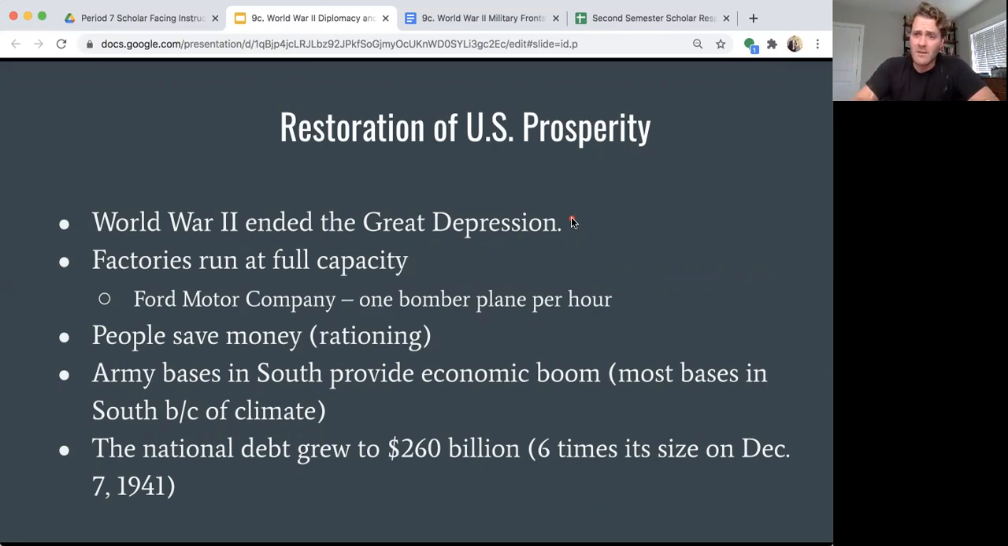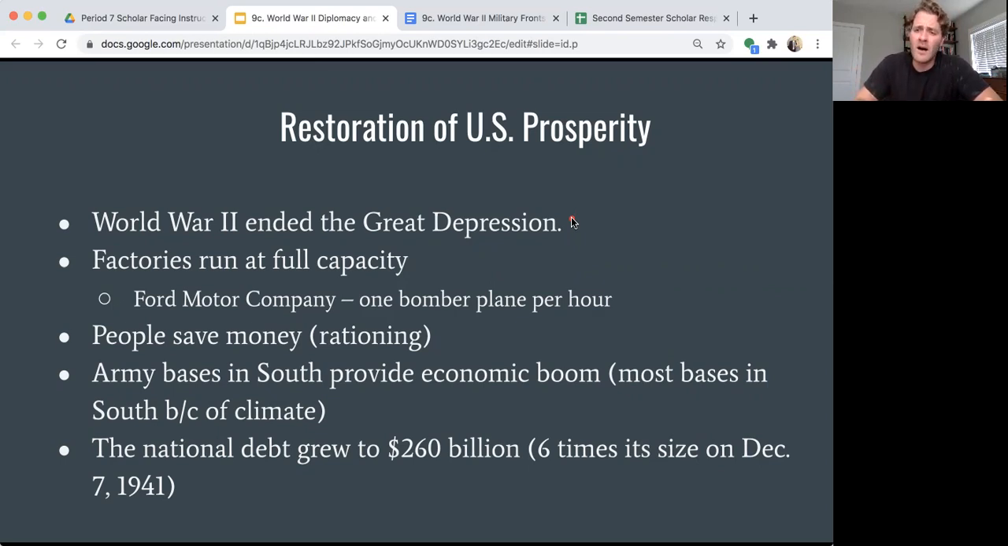People also save a lot of money because of rationing, because they are not allowed to buy certain things and because they can only buy limited amounts of other things. So the US people have a lot of money in the bank and they're ready to spend it after the war, and they will. I'm talking about that in the 1950s. We also see a big economic boom in the South. This is really the first time we see economic advancement on an industrialized scale in the southern states, and it's because of army bases in the South. The Army is going to put all their new bases to fight World War II in the South because of climate, because it's warmer and sunnier year-round.